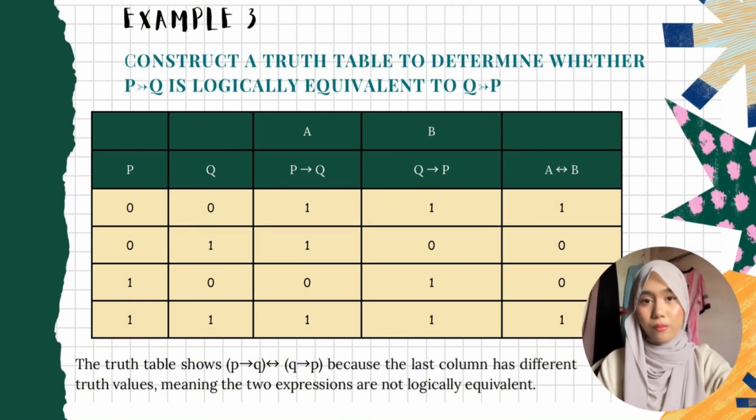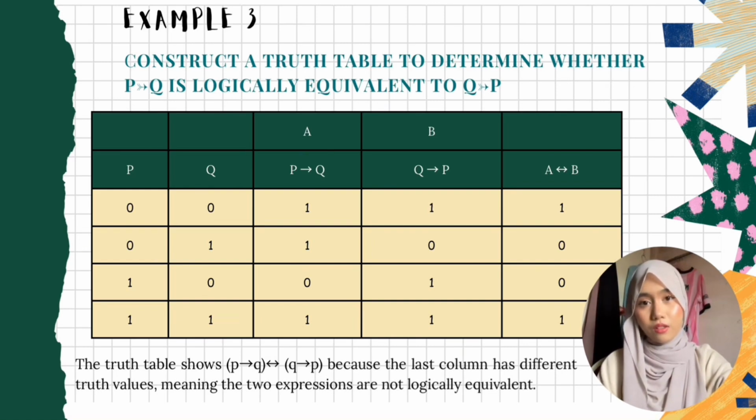In the first row, when P and Q are both false, P equivalent Q and Q equivalent P are true, so the biconditional is true. In the second row, P is false, but Q is true. Here, P equivalent Q is true, but Q equivalent P is false, so the biconditional is false. In the third row, P is true, but Q is false. P equivalent Q is false and Q equivalent P is true. Therefore, the biconditional is false.